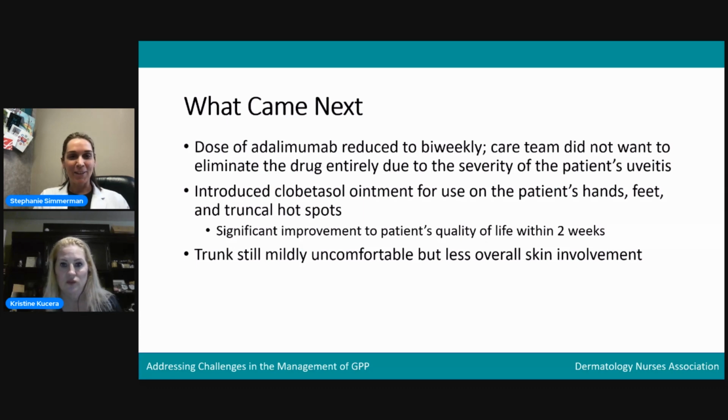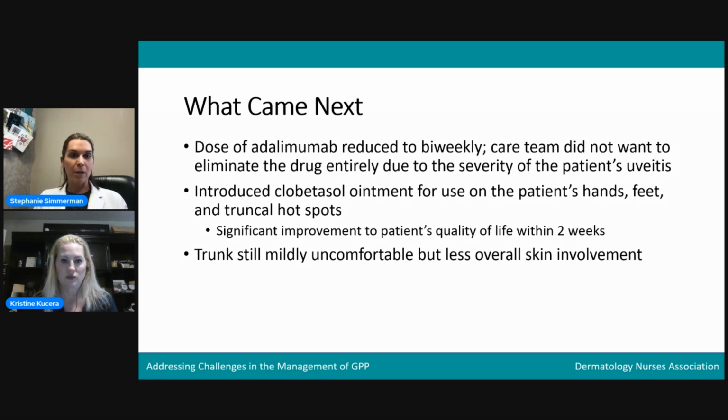All right. So what came next was, just to your point, as you said, the dose was reduced to biweekly. The care team wasn't really in favor of discussing other treatment options because of the severity of her uveitis. She had pan-uveitis. And so they were really hesitant to add on or make any modifications outside of reducing that dose and giving it a little time to see how she responded.